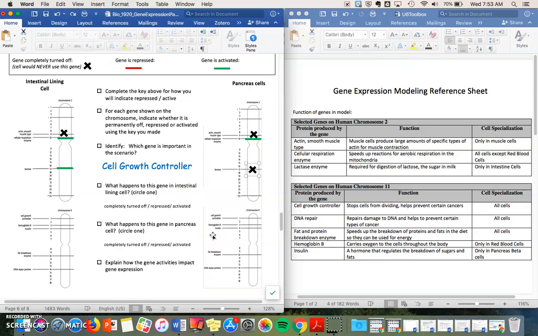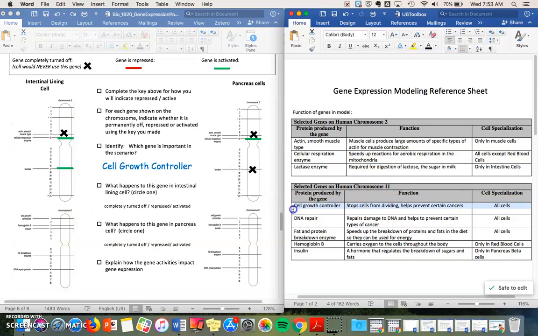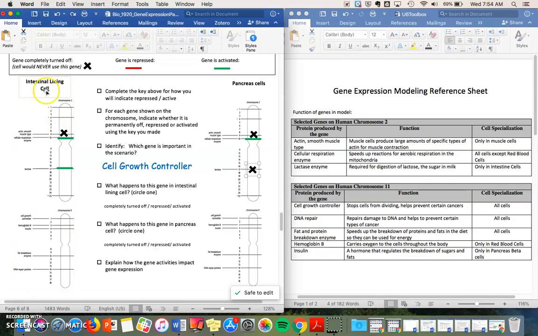Now we're finally getting to the protein that we care about here, the cell growth controller, where my intestine cells are dividing a lot and my pancreas cells are dividing a little. This is a really tough gene because the cell growth controller stops cells from dividing and helps prevent certain cancers, but when it's on, it stops cells from dividing. So if my intestine cell is dividing a lot, it actually means that my protein should be repressed, where it's just not being read at the moment.